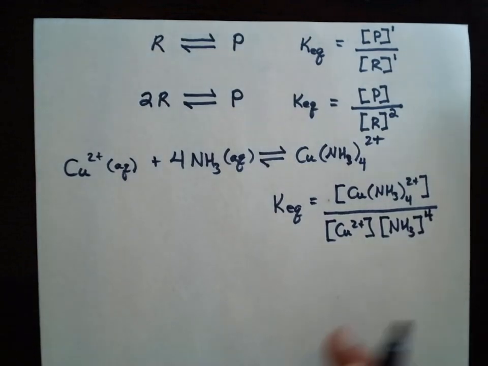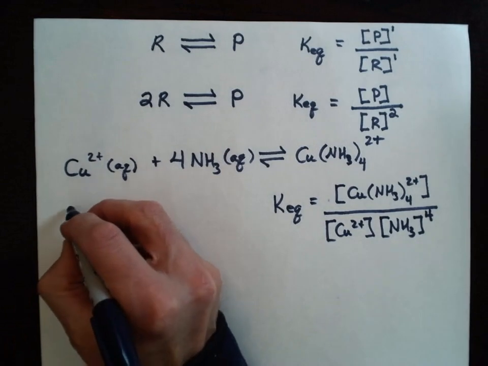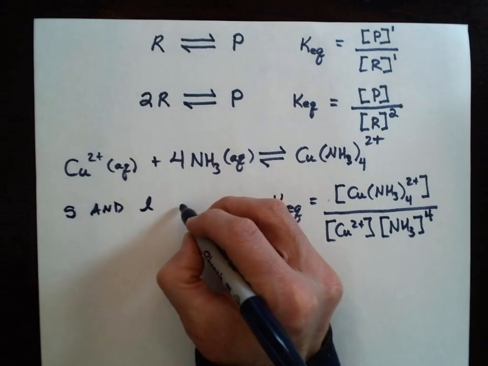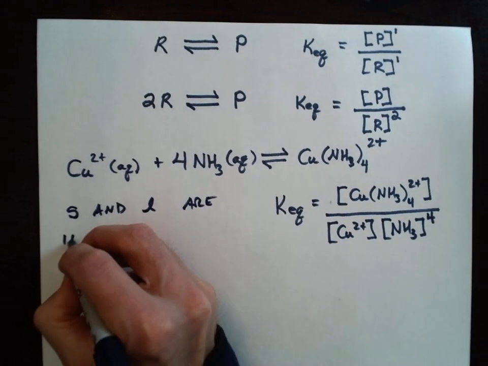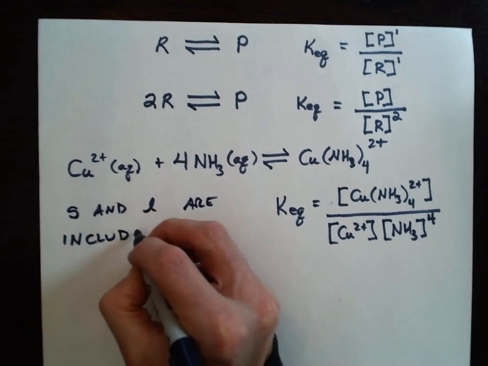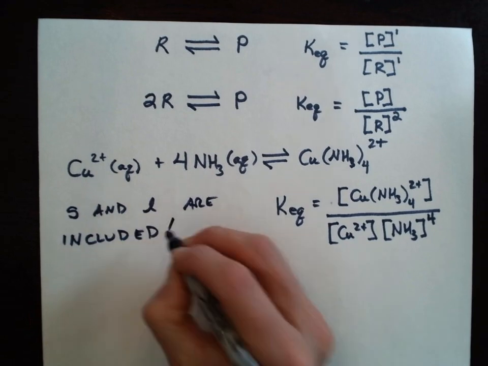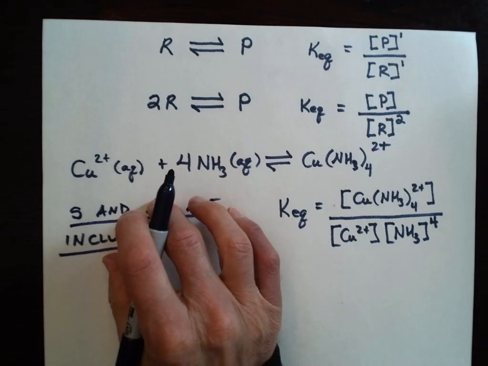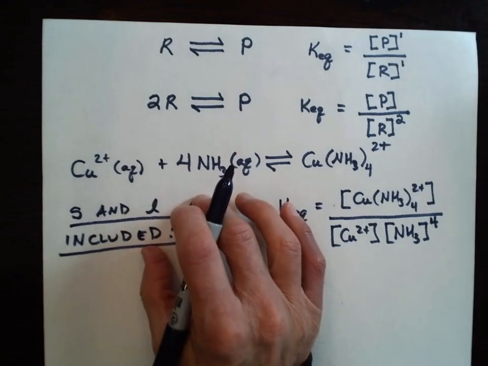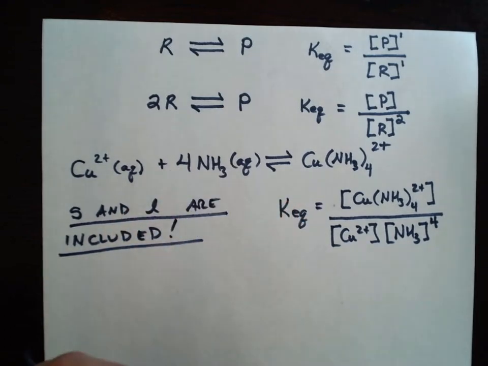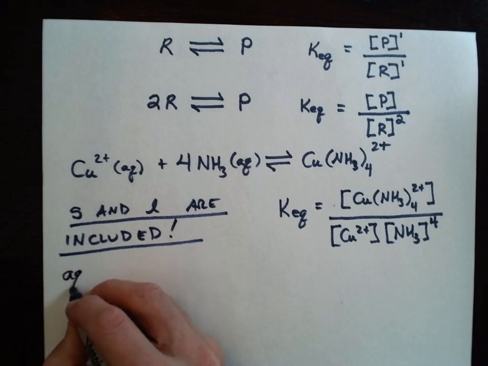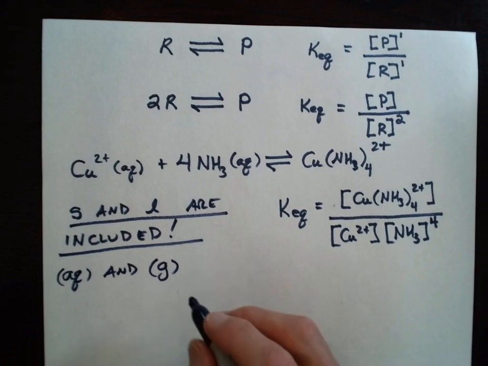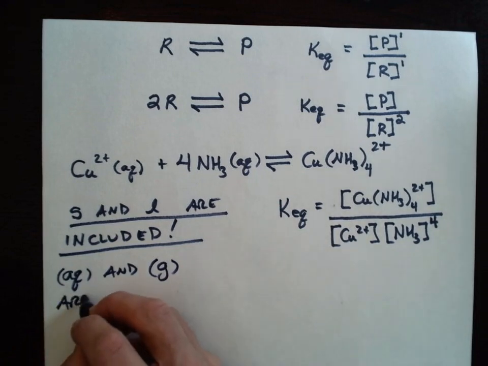Now there are some things to keep in mind when writing an equilibrium constant expression. The first thing that you're going to want to recognize is you do not include solids and liquids. So solids and liquids are not included in the equilibrium constant expressions. We keep those out, and that's because these concentrations do not change. However, aqueous and gaseous substances will be included.